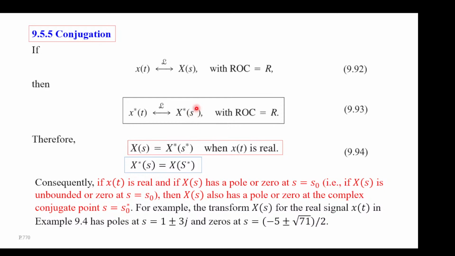Okay. And then once again, we can think about how this works when x of t is real. x of t is real means that x of t equals x star of t. That means big X of s equals big X star of s star. And then a form that's more useful is you take a star on both sides and use X star of s equal to X of s star. Oh, sorry, we have a typo here. This should be small s. Okay. So big X star of s equals big X of s star.